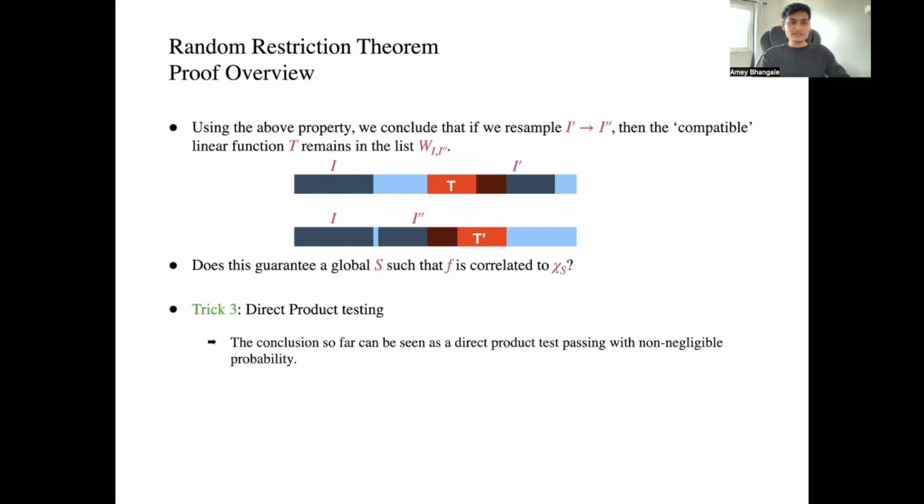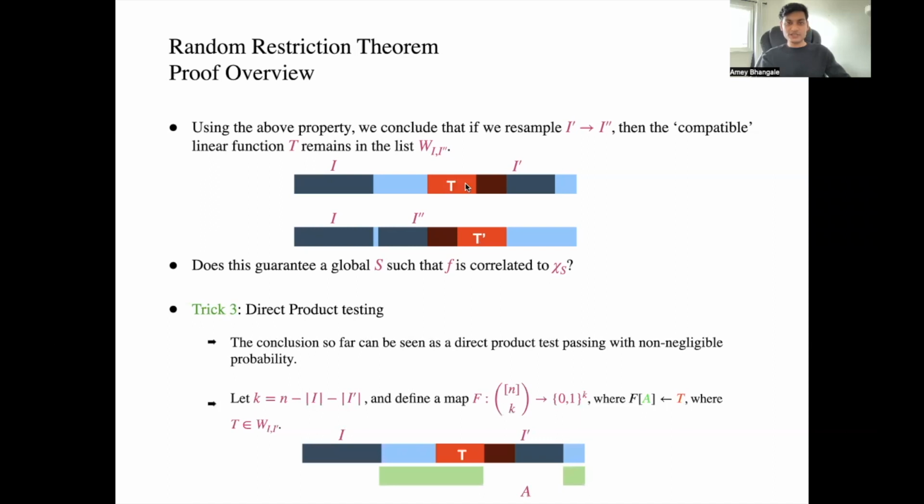And we formulate this as a direct product testing question. The last condition that we got out of this analysis is really a direct product testing question. So let's say K is this number, which is N minus size of I and size of I prime, which is the number of coordinates that are left alive. Let's define a map from the set of live variables to 0 and 1 to the k, where you map the set A to a linear function T, which is present in this set W of I, I prime. So in this picture, suppose for this restriction where we are restricting coordinates from I and I prime, the function is typically correlated to this set T, then we map F of A, which is the set of live variables, to this subset T, or a random subset from this set W of I, I prime.